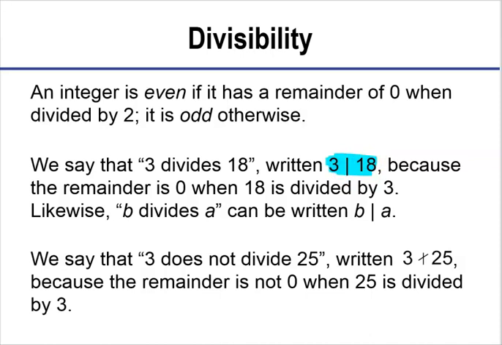Likewise, B divides A can be written with a vertical bar, B | A. So this is a little bit backwards. The dividend is on the right and the divisor is on the left. So B divides A. Okay? We say that 3 does not divide 25. So notice the notation there. We just put a line through that vertical bar because the remainder is not 0 when we divide 25 by 3.